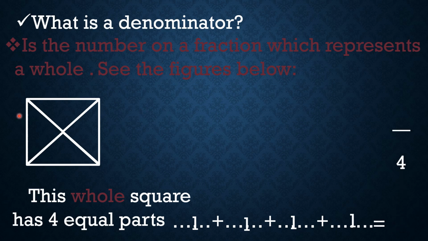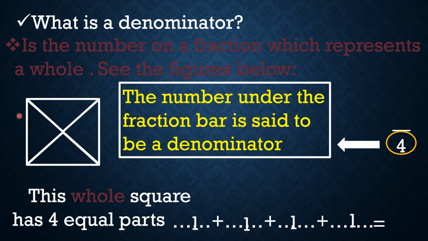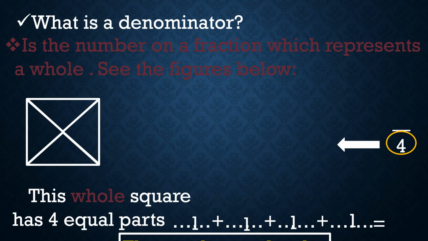Now, this 4 is the denominator. Simply, the number under the fraction bar, this is a fraction bar, this number under the fraction bar is said to be a denominator.